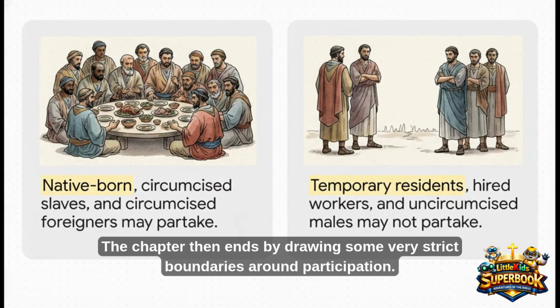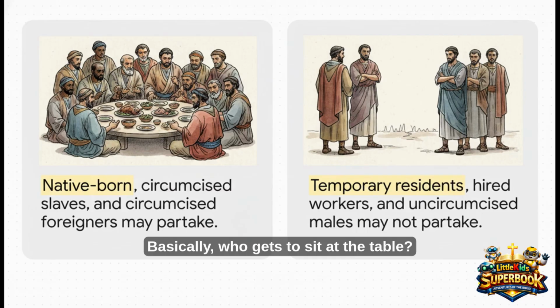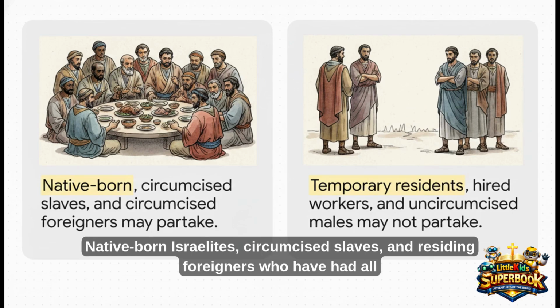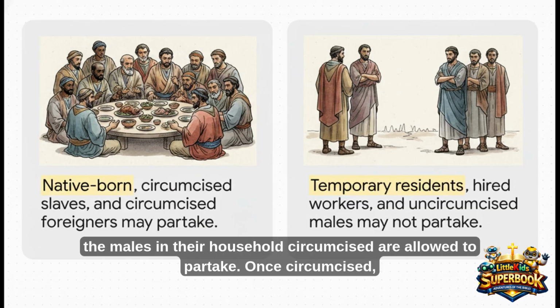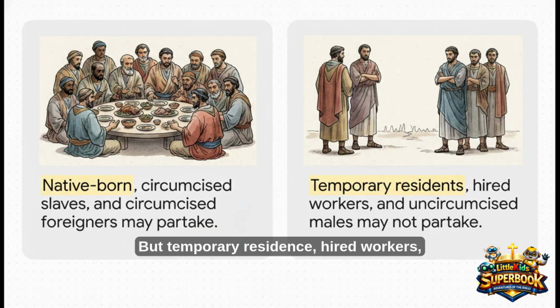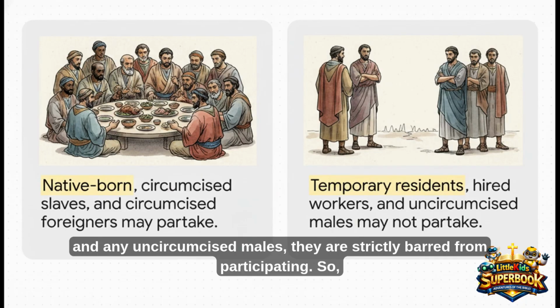The chapter then ends by drawing some very strict boundaries around participation. Basically, who gets to sit at the table. The dividing line, according to the text, is circumcision. Native-born Israelites, circumcised slaves, and residing foreigners who have had all the males in their household circumcised are allowed to partake. Once circumcised, the exact same law applies to the native-born and the foreigner alike. But temporary residents, hired workers, and any uncircumcised males, they are strictly barred from participating.